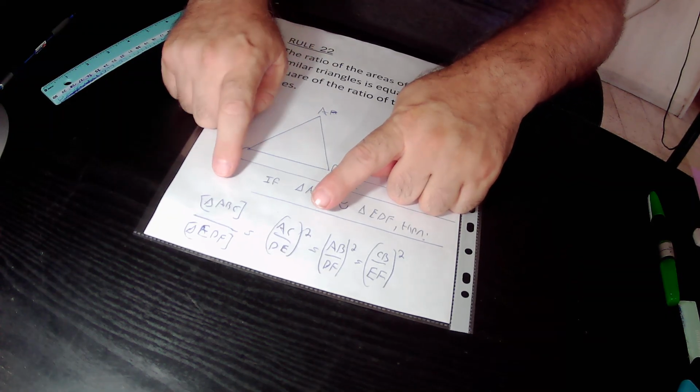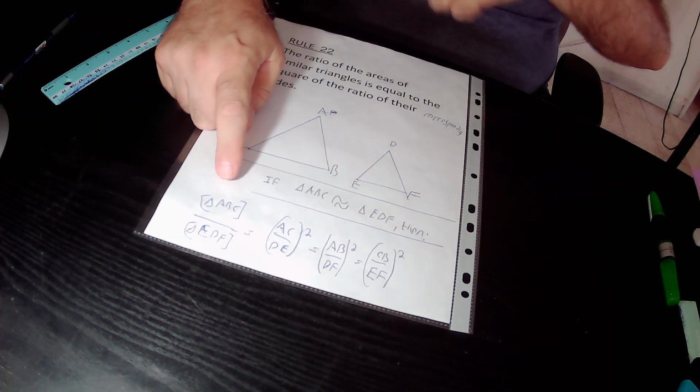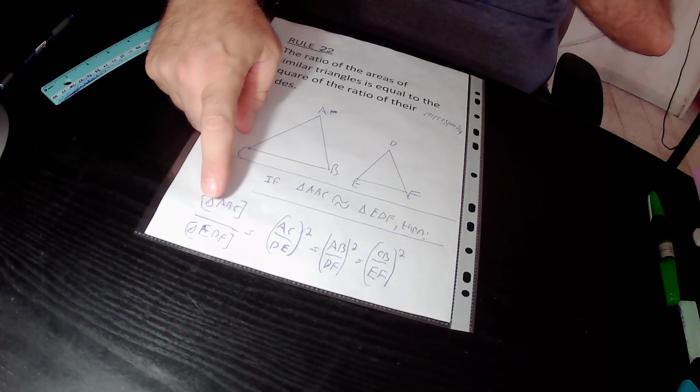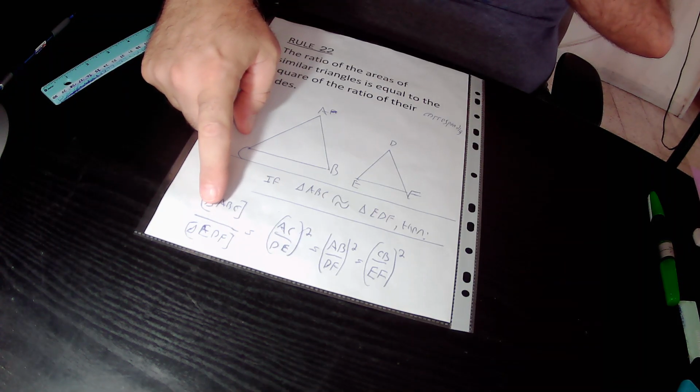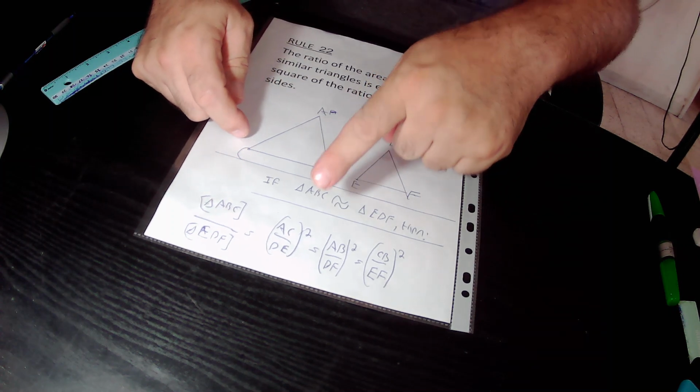So in total, we have found out that the ratio between the areas of those two similar triangles, that is actually the area of triangle ABC over the area of triangle EDF, is equal to the square of the ratio of their corresponding sides. This is actually AC over DE squared.